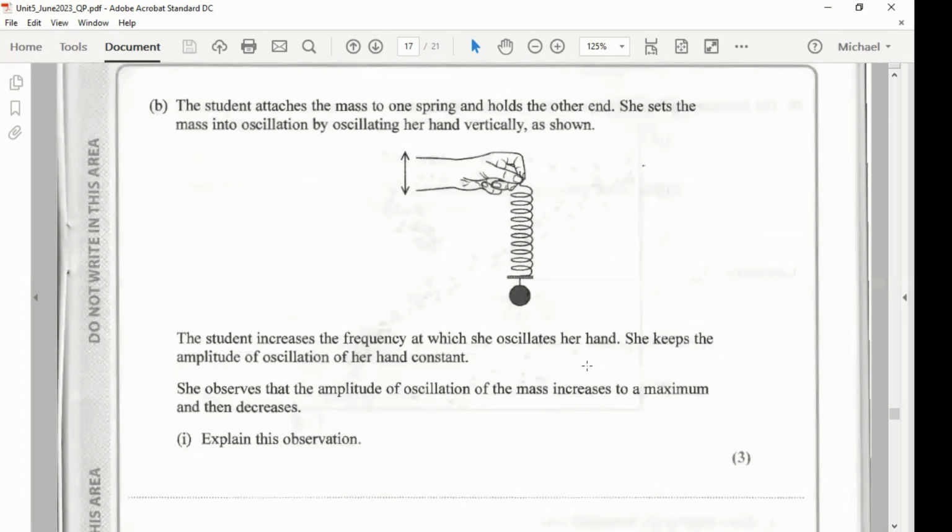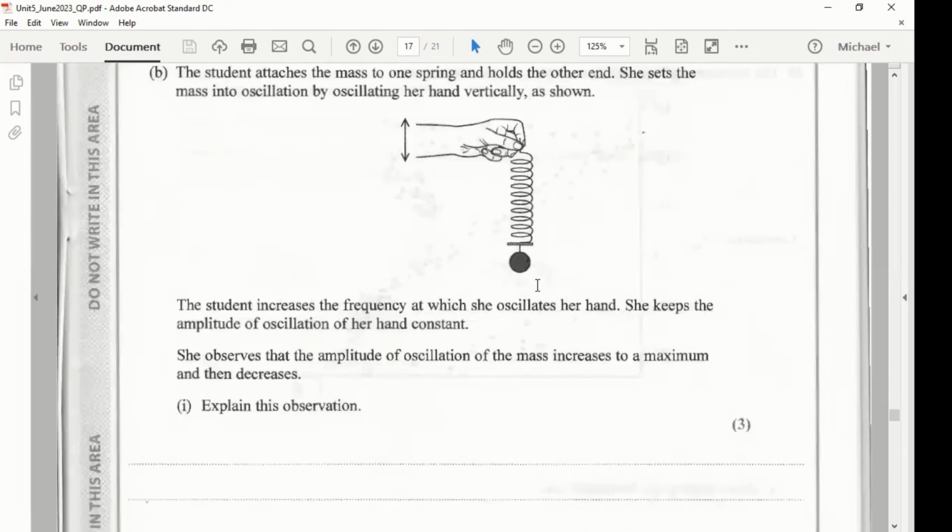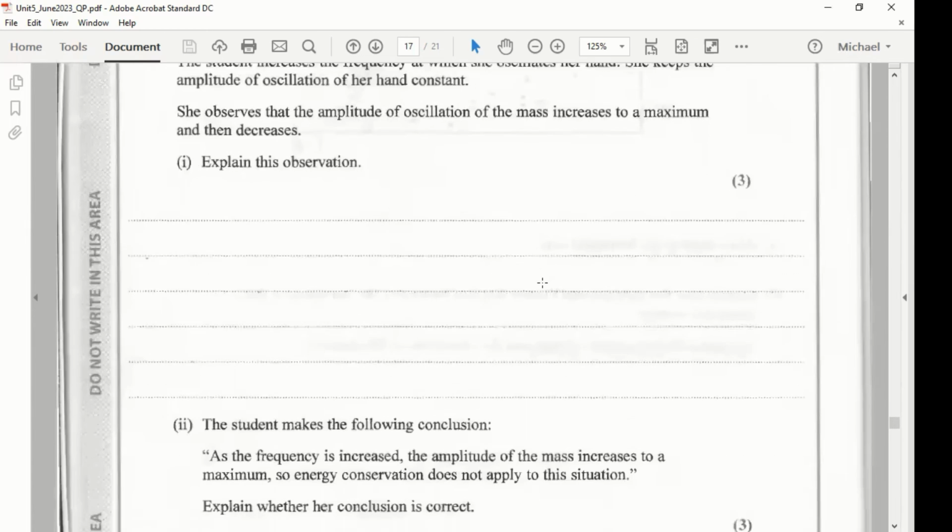A little bit later, she changes the frequency again. She's increasing the frequency, so it's no longer at resonant frequency, and the amplitude of the oscillation therefore decreases. So it's a straightforward question about resonance. You just have to use the right words.